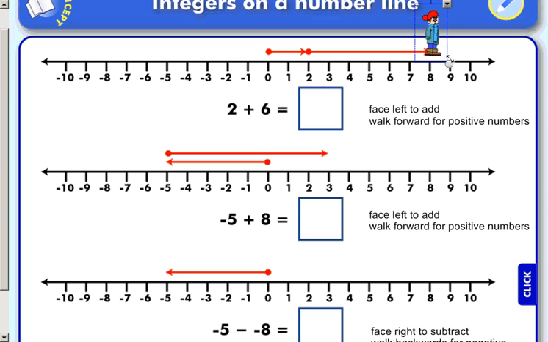In the next example, he started at -5. There he is. He's still facing left because it is an addition problem. And he's still going to walk forward because he's adding 8, a positive 8. So he starts 1, 2, 3, 4, 5, 6, 7, 8. A -5 and a positive 8 puts him at a positive 3.